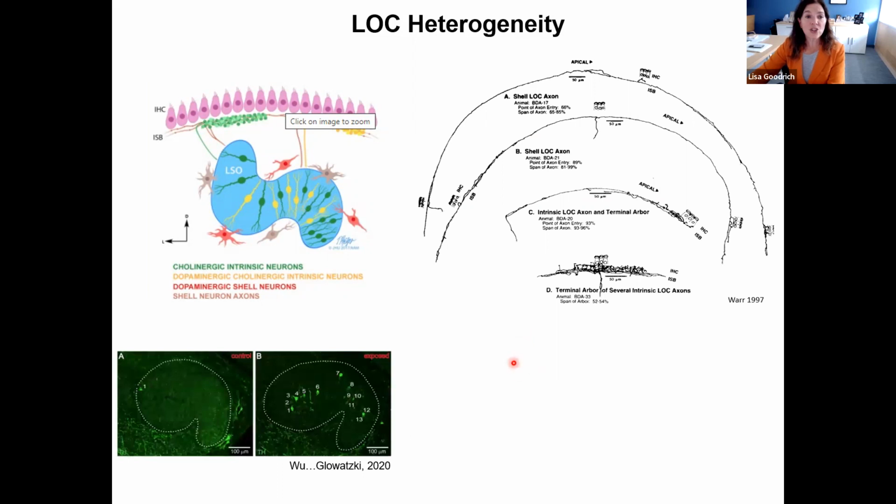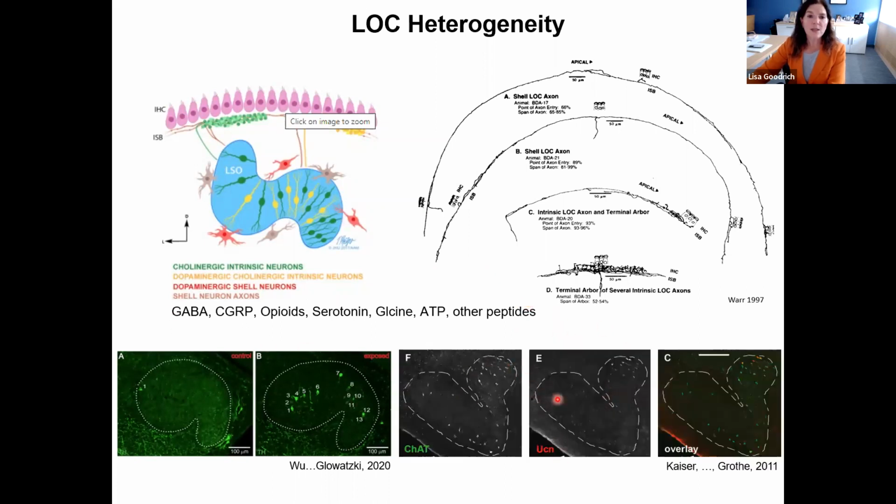And while they are largely cholinergic, as I said, they can express dopamine, and this can actually be dynamic: Elizabeth Blavatsky's lab showed that sound exposure can cause these neurons to change their neurotransmitter profile. So there's that kind of heterogeneity, and a number of other transmitters have been reported and shown to be expressed in subsets of LOCs. So we were curious whether we would be able to find any molecular differences that might help us understand both what the LOCs do and the basis of this heterogeneity.